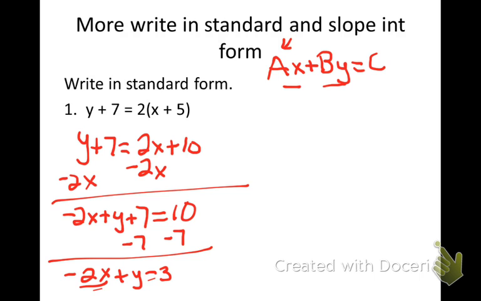Remember, we cannot have a negative here, so we're going to divide everything by negative 1. So that negative divided by negative would give me positive 2x. Positive y divided by negative 1 would give me negative y. Positive 3 divided by negative 1 would give me negative 3. So my answer would be 2x minus y equal negative 3.